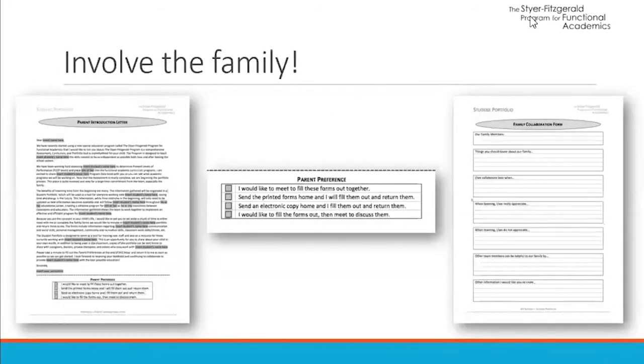Involving the family. So there's forms in there to involve the family, to ask them which way do they prefer to be communicated with. Do they prefer emails or phone calls? And it also is for them to provide information about how things go at home, or what the student's favorite items are, or what the student likes to work for at home. And, sure, use the same thing for the student to work for at school. And it just helps build that bridge.